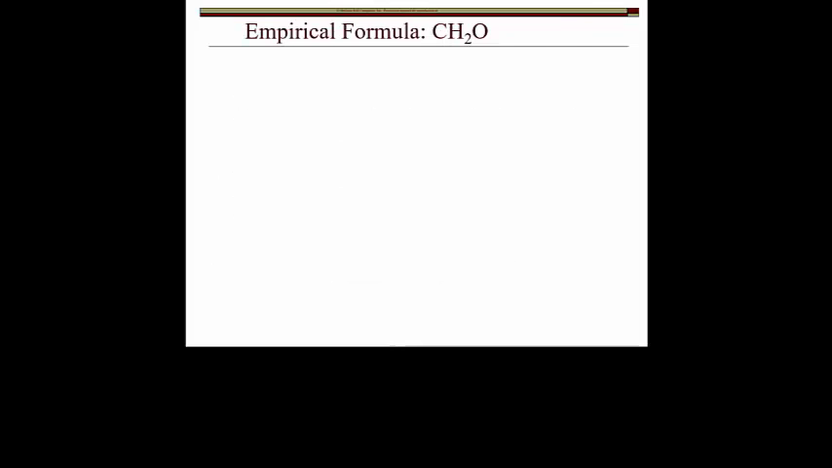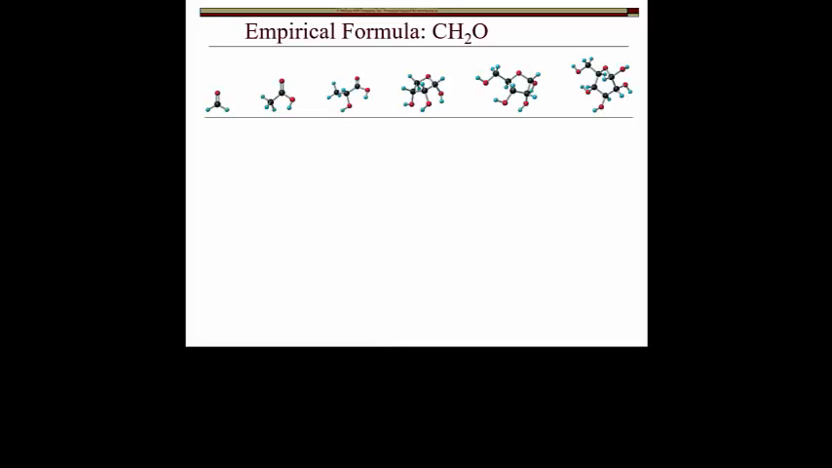So let's take a look at what we mean by the differences between an empirical formula and a molecular formula. If we take an empirical formula like CH2O, I know it's an empirical formula because I cannot reduce the subscripts any further. Right? Those are the lowest whole numbers they could possibly be, C1H2O1.